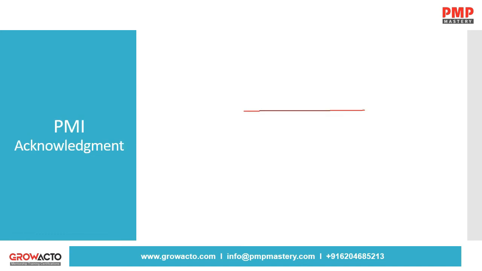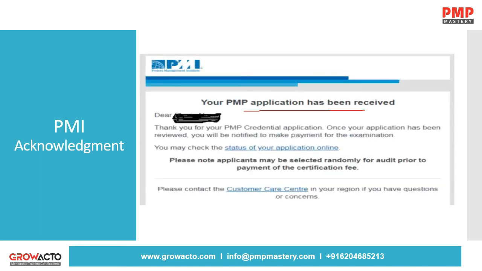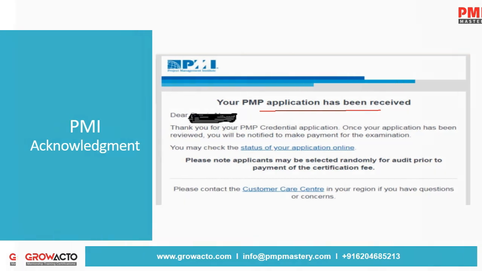Now all the process is done, guys, and you have submitted your PMP application. After successful PMP application submission, you will get an email from PMI. Here you can see your PMP application has been received. This is the PMI acknowledgement on receipt of your PMP application. PMI will take 4 to 5 working days for review, and then they will let you know whether it is accepted or rejected.